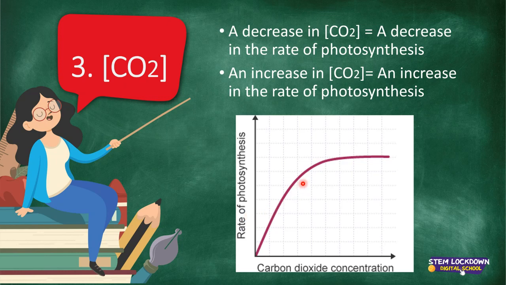This is also until a maximum point, as you can see right about here, until the line starts getting straight, because here we have an exponential increase, and then here we have a straight line. So this is the maximum point. This is the maximum point of photosynthesis taking place, the rate of photosynthesis happening. Then the fourth one is water.